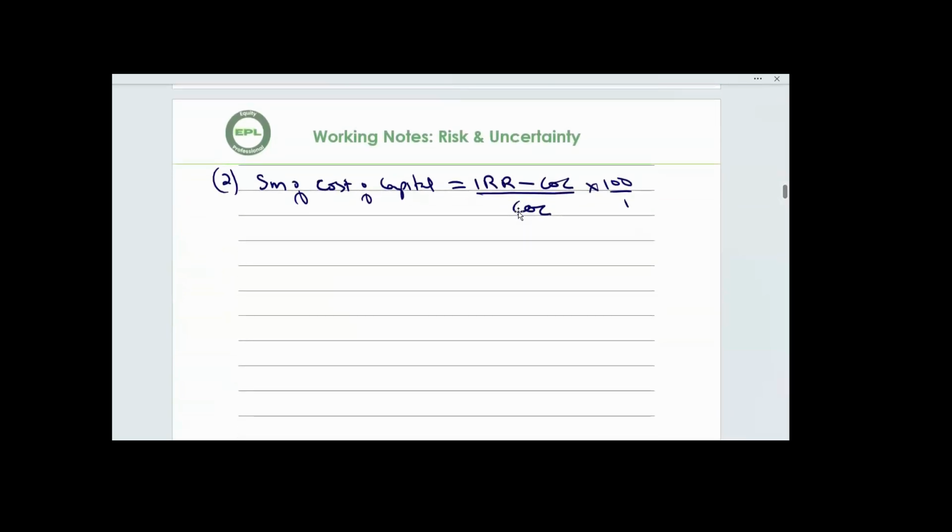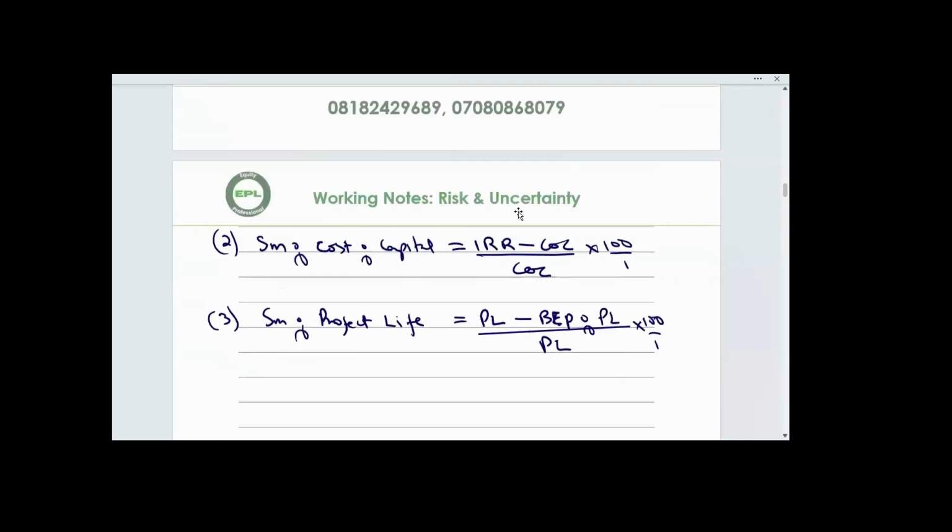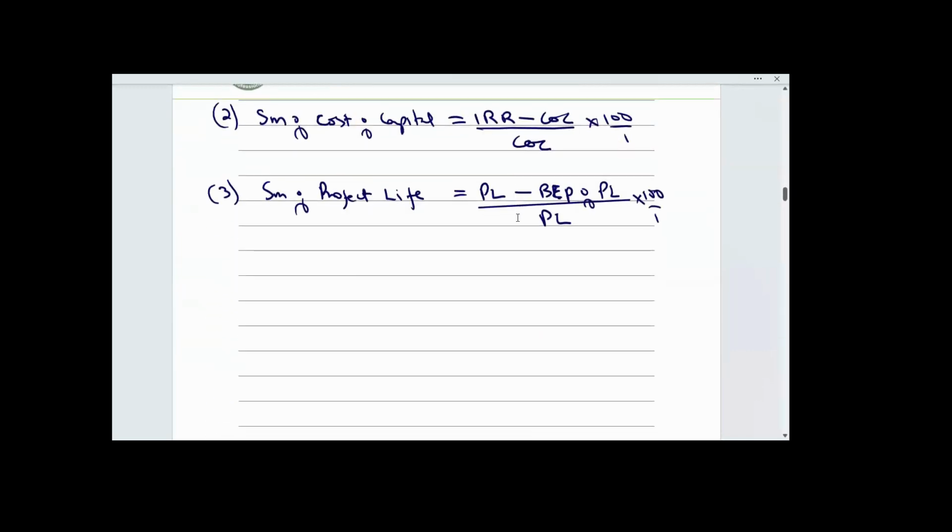And the last one, number 3, formula that you can use to calculate sensitivity margin of project life. If you are asked to calculate sensitivity margin of project life, it's computed as the project life minus the break-even point of project life divided by project life, all multiplied by 100 over 1. So these are the relevant formulas that you can use to calculate sensitivity margin of variable.